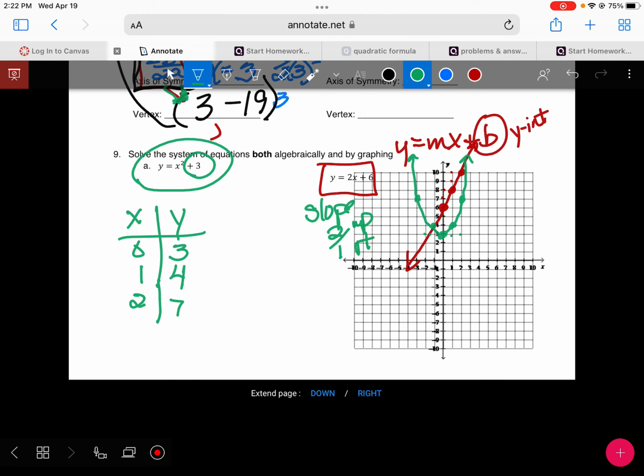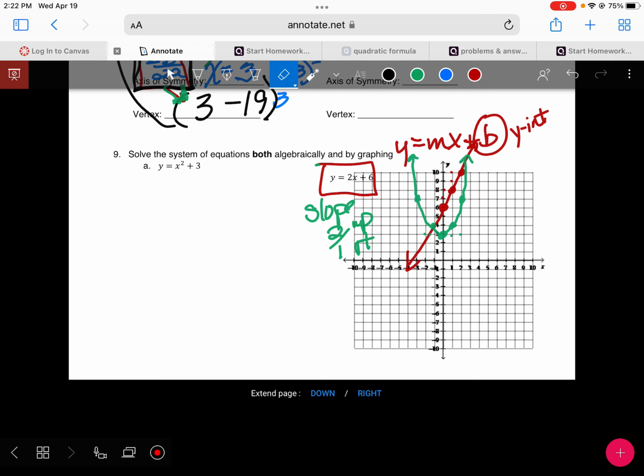And it says to solve both algebraically and by graphing. Let me get rid of this so I have some room. So if this is y and it's 2x plus 6, put 2x plus 6 here in place of y. Set it equal to x squared plus 3, and you would try to solve. But we can finish this tomorrow. Keep working on this review.